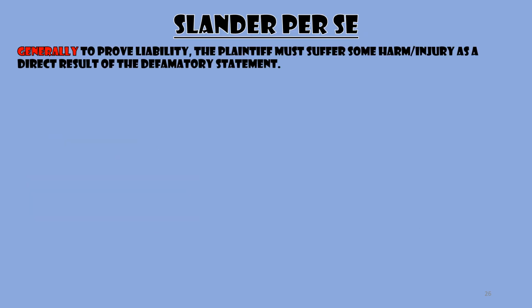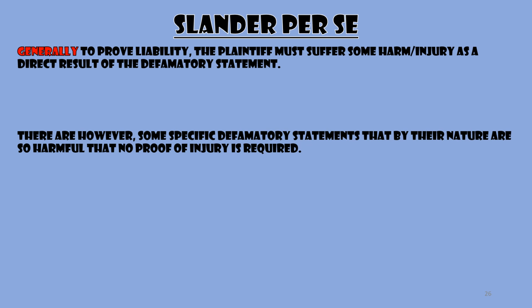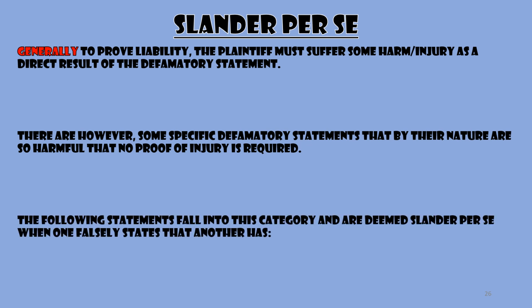Now, there's one more form of defamation called slander per se. As a general rule, to prove liability, the plaintiff must suffer some harm or injury as a direct result of the defamatory statement. There are, however, some specific defamatory statements that by their nature are so harmful that no proof of injury is required. The following statements all fall into this category and are deemed slander per se.